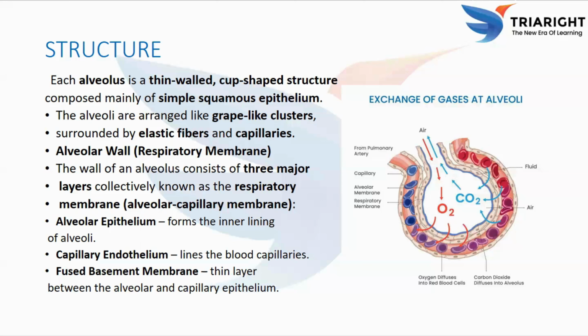So what is the next membrane? The fused basement membrane, a very thin layer between the alveolar epithelium and the capillary wall. It is a thin layer between the inner alveolar layer and the respiratory membrane, and it holds the two layers together. These three layers together form a very thin barrier of less than 0.5 micrometers. This helps oxygen move quickly into the blood and carbon dioxide move out of the blood.